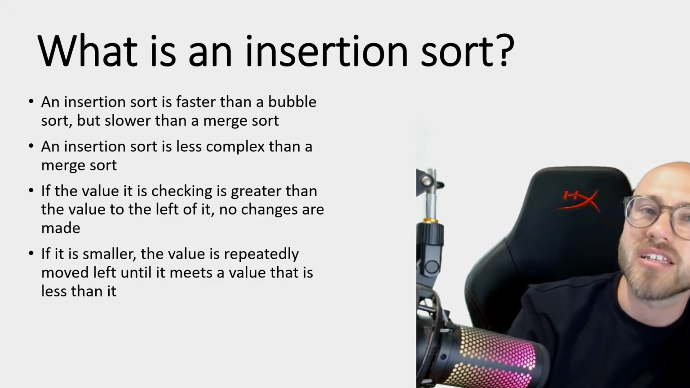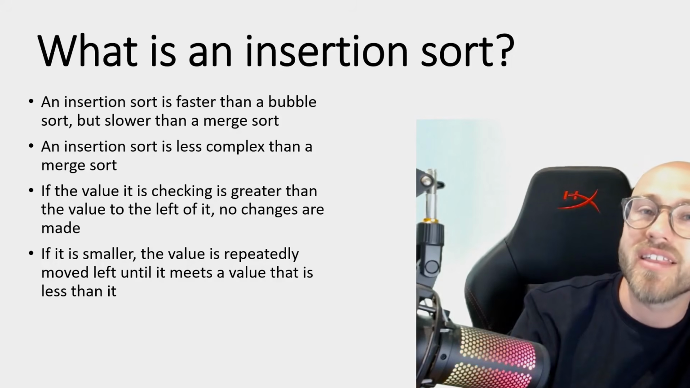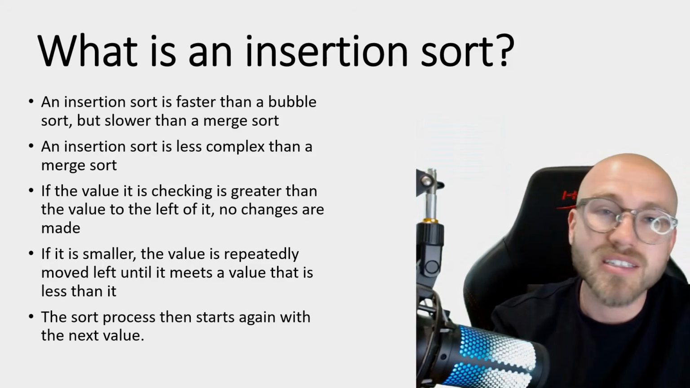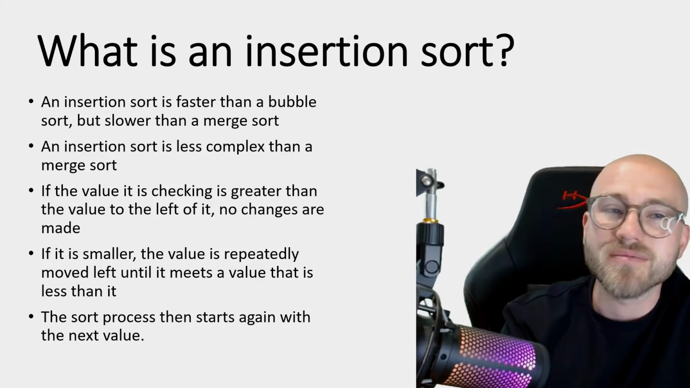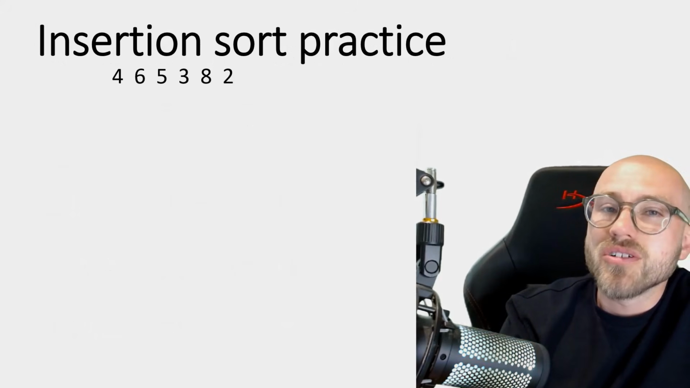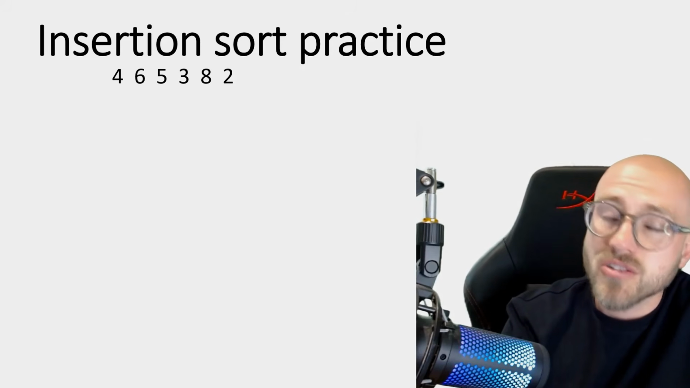If the value that we're checking is smaller than the value that we are looking at, it will keep moving left until it meets a value that is less than it. Once it's in place, we will keep doing that with the next piece of data until all the data is sorted. So to begin with, we've got our data which is unsorted. We're going to start by looking at the 4. That's got nothing to the left of it, so it stays where it is.